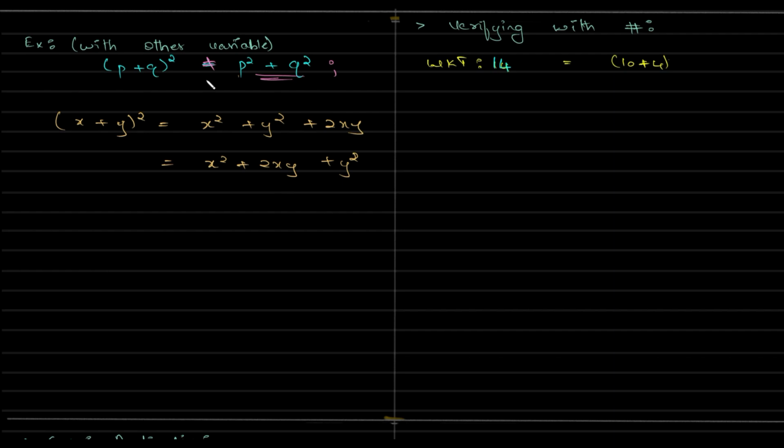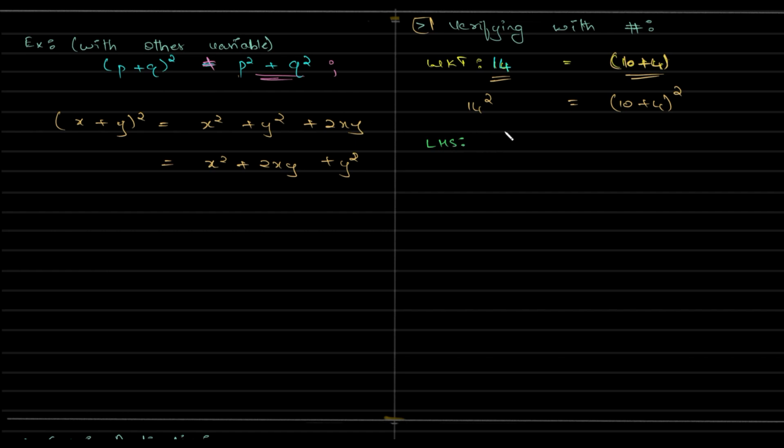So use any variable, this will hold true. I would like to verify this with numbers. How do you verify? We have to prove that LHS is equal to RHS, that is, we get a true statement. We know that 14 can be written as 10 plus 4, is it not? Quite simple. So now 14 square, as per that logic, should be equal to (10 plus 4) the whole square. Make sense? It's the same thing, is it not? Now let me take LHS.